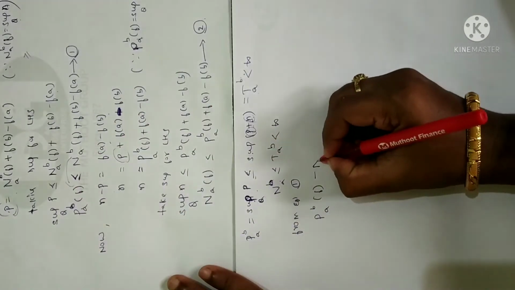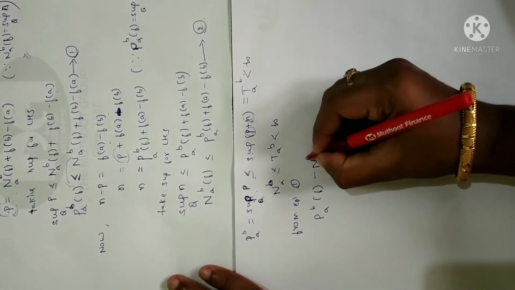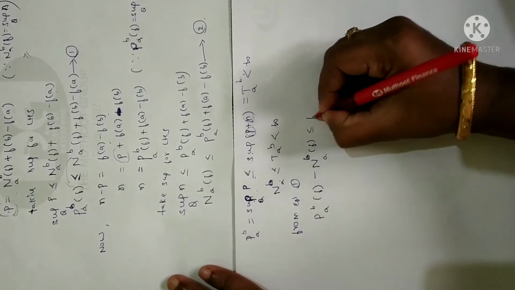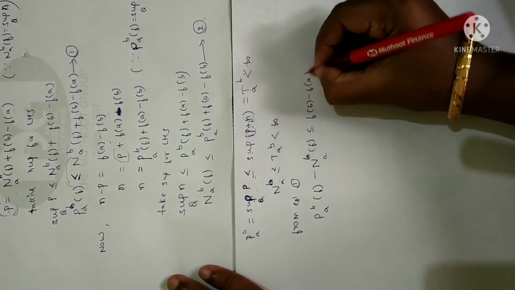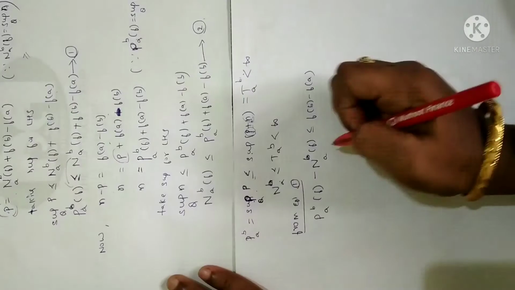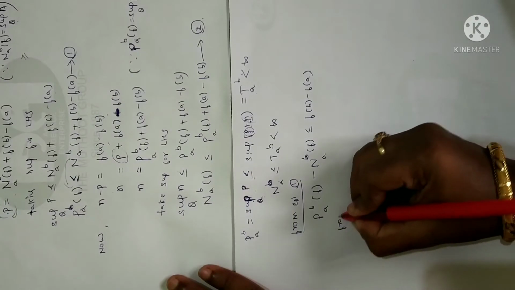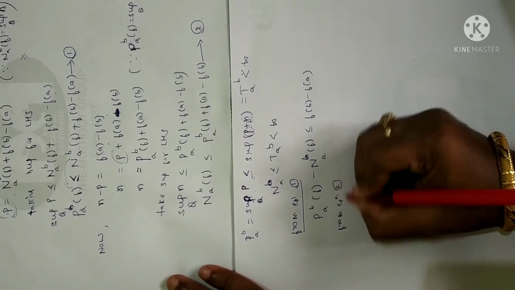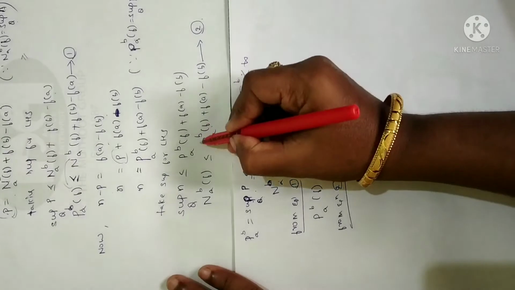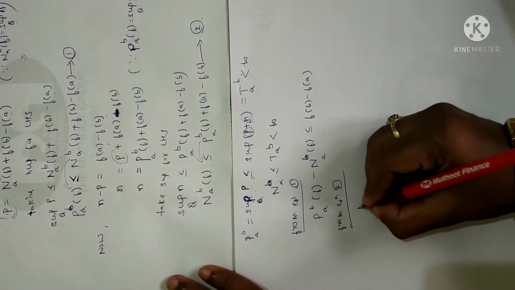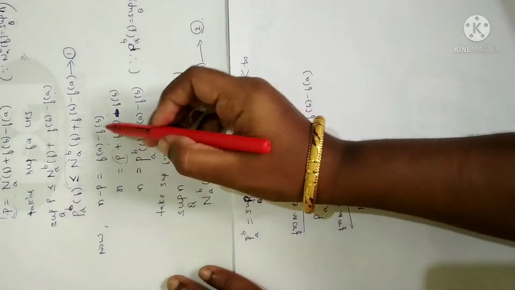So I can write minus N of A to B of F is less than or equal to F of B minus F of A. This is from equation 1. I have just shifted this equation. Now let me consider equation 2. Here also I'm going to manipulate, so I'll just shift this. You will get N of A. Equation 2 is here, right?